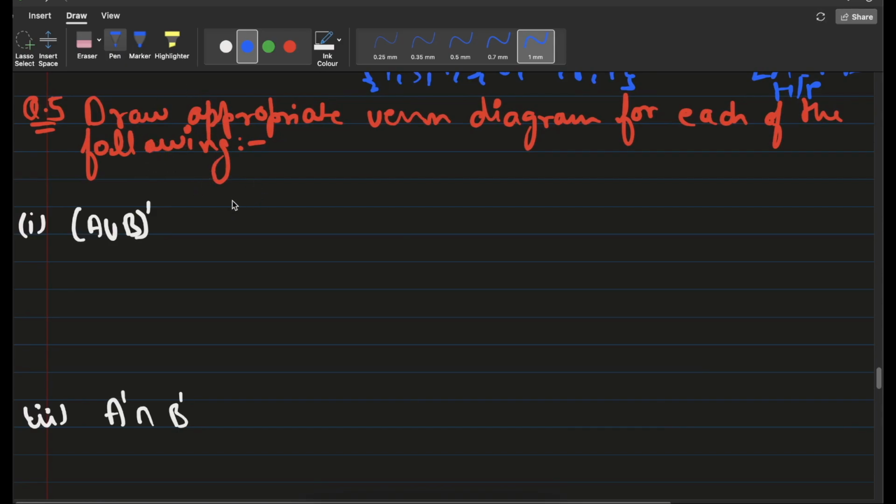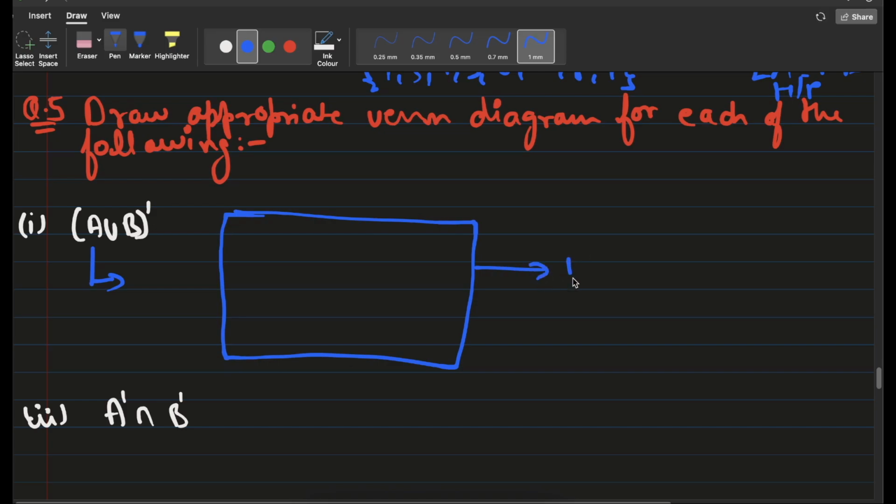Now coming to the next question. We have to draw appropriate Venn diagrams for each of the following. We have to show this set operation in the form of a Venn diagram. This would be our universal set, a rectangular box. A rectangular box always shows the universal set. Now we will represent our A and B. We generally take non-disjoint sets. This is A, this is B.